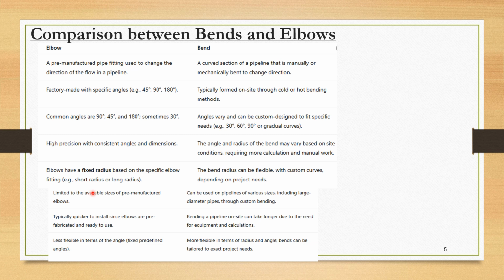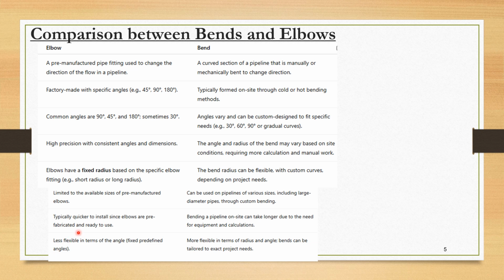Then elbows are limited to the available sizes of pre-manufactured elbows, whereas bends can be used in pipelines of various sizes, including large diameter pipes, through custom bending. Elbows are typically quicker to install since they are prefabricated and ready to use. You can simply weld it as a piping fitting at the end of the pipe and it is installed. Whereas bending a pipeline on site can take longer due to the need for special equipment and calculations.